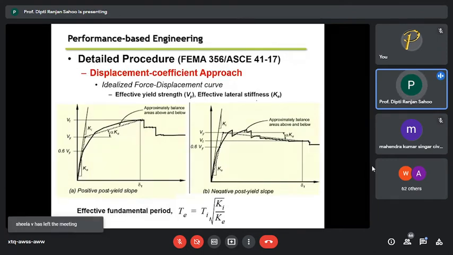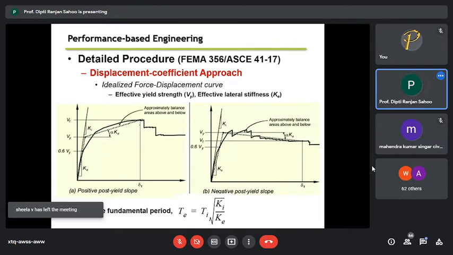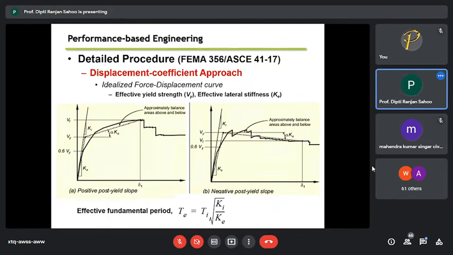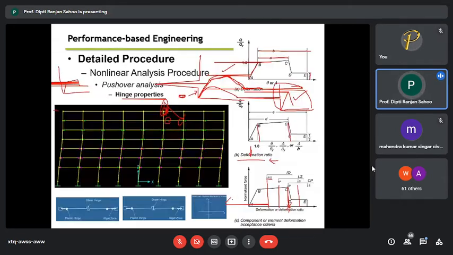Once you do the pushover curve, in addition to this, it actually gives you a lot of information as far as performance-based design is concerned. You can calculate the stiffness. Now, ideally, you will not get a smooth curve like I'm showing here in the pushover analysis.